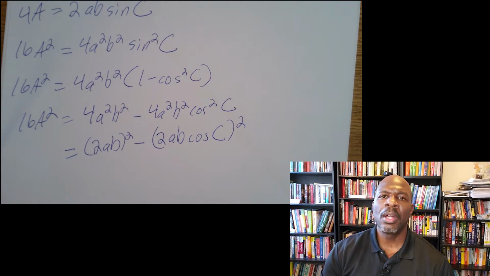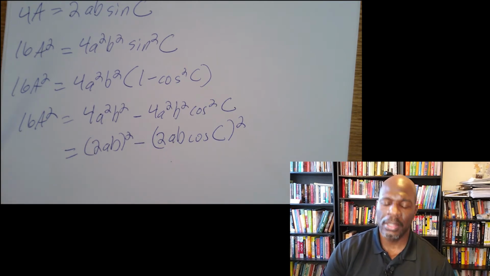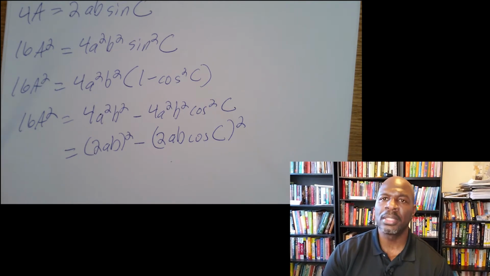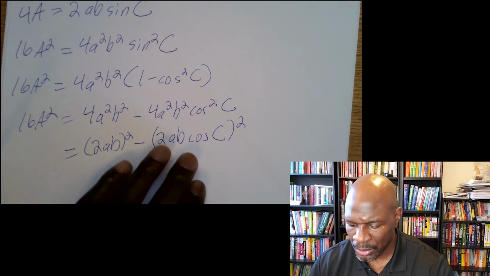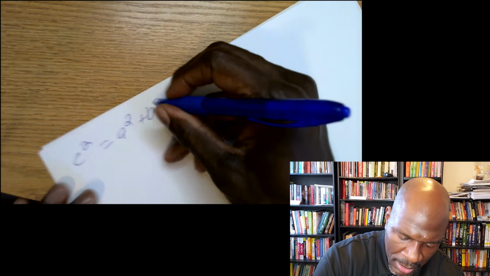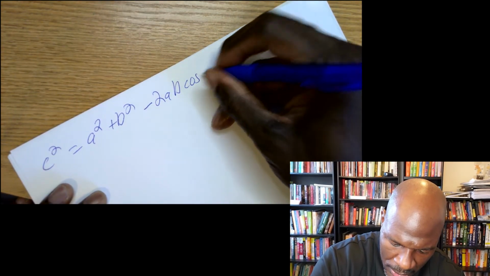Now, if you know the law of cosines, this should look like a part of the law of cosines. And again, it's what I was trying to do to get rid of the cosine c. So let me remind you of the law of cosines. The law of cosines says to find side c, c squared would be a squared plus b squared minus 2ab cosine c.